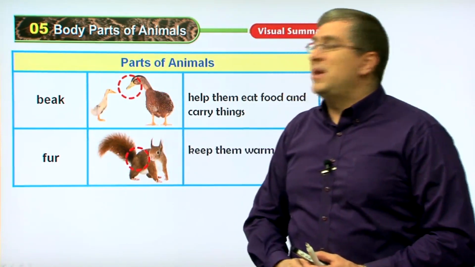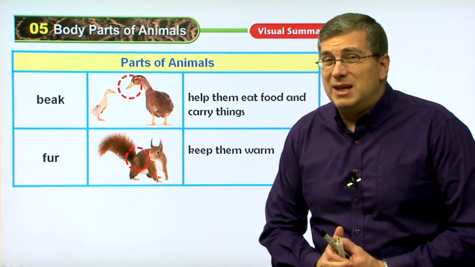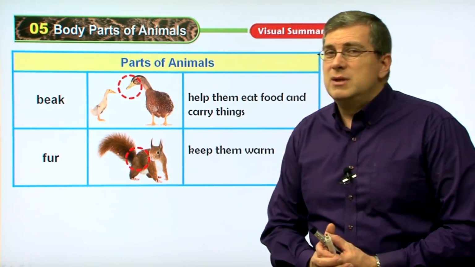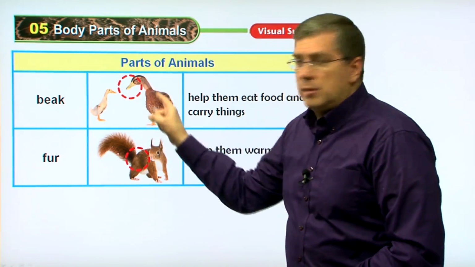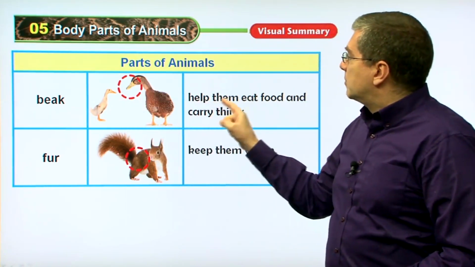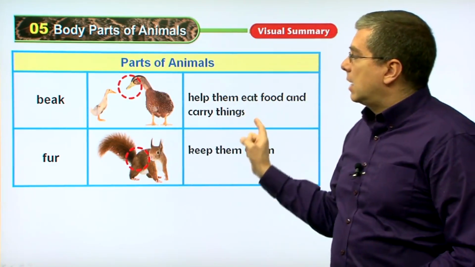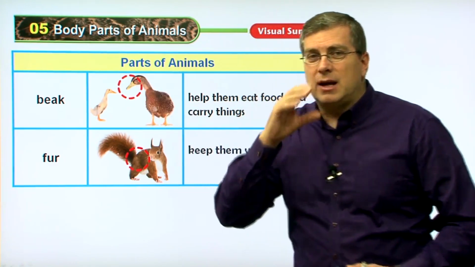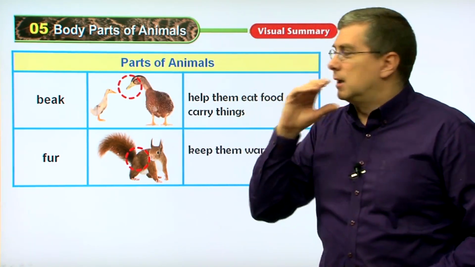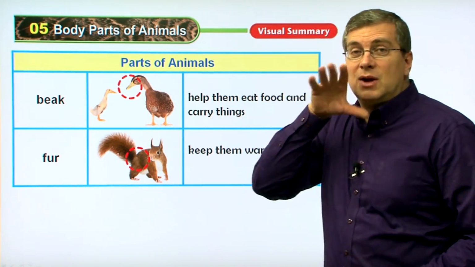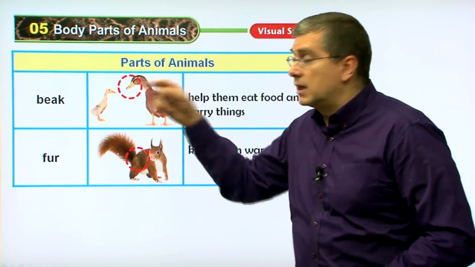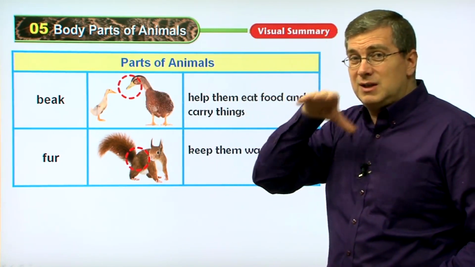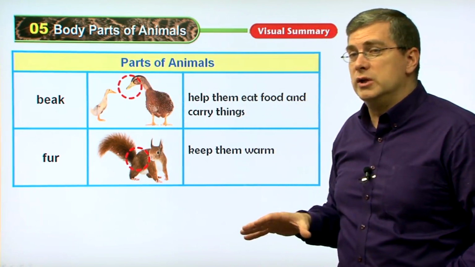One part is a beak. Do we find beaks on all animals? No. Beaks are only on birds, right? That helps birds eat food and carry things. So a beak is like a mouth, right? For a bird, it's a very long mouth, but it also has their nose as part of the beak. So it's an interesting body part for birds, okay?